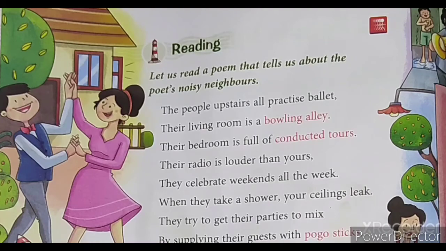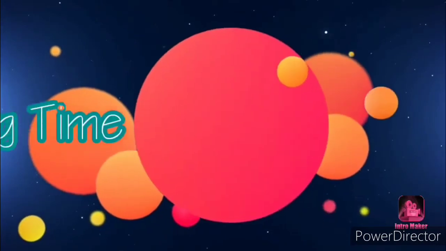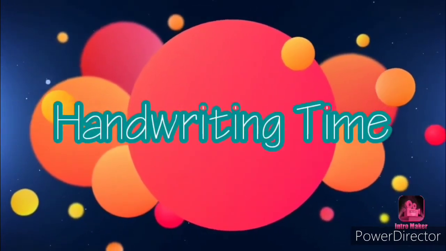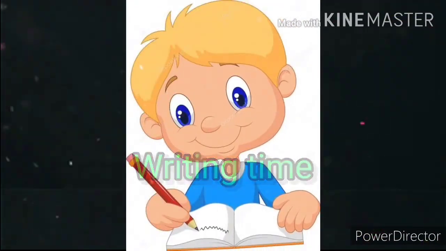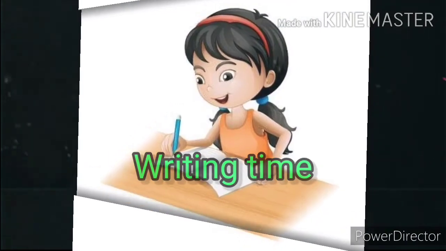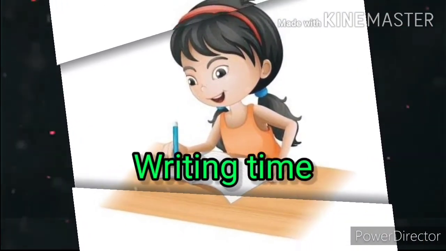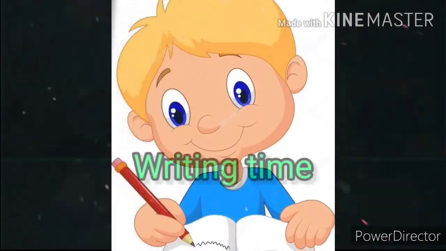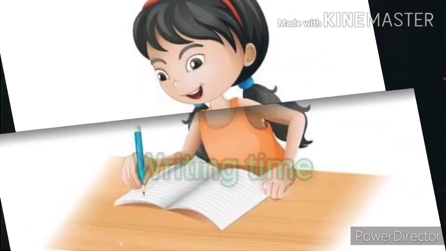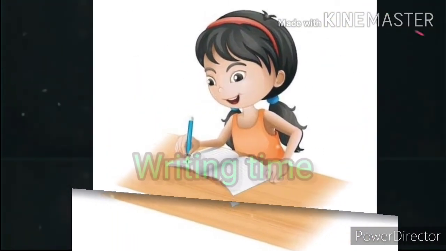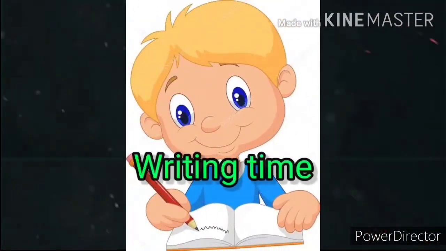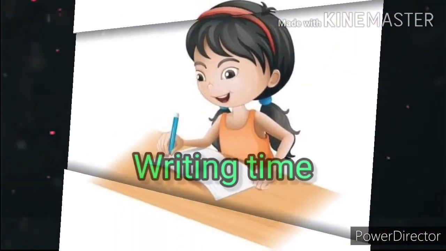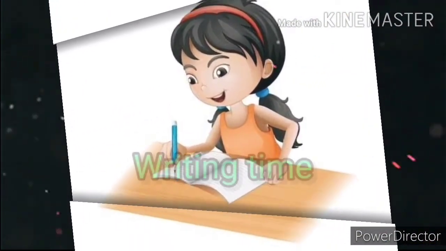Next, it's time for writing. Take the needed things, write the date, write neatly and draw lines. Today we will learn how to write words in cursive form. We are going to write three pages. Let's start. Students, you may have doubts: daily, do we have to write handwriting or not? Yes, you have to write handwriting daily, five lines with the date.